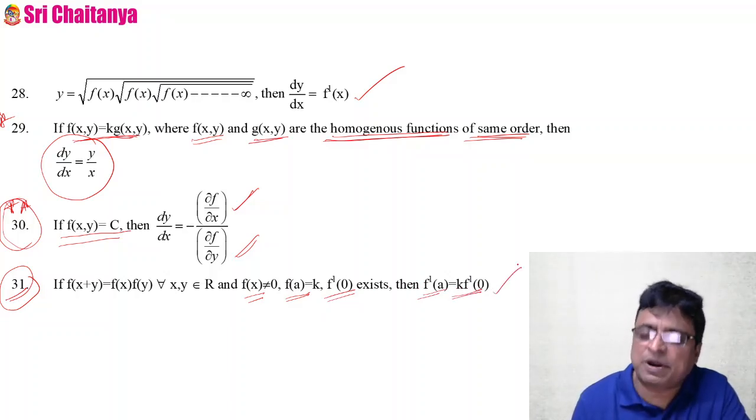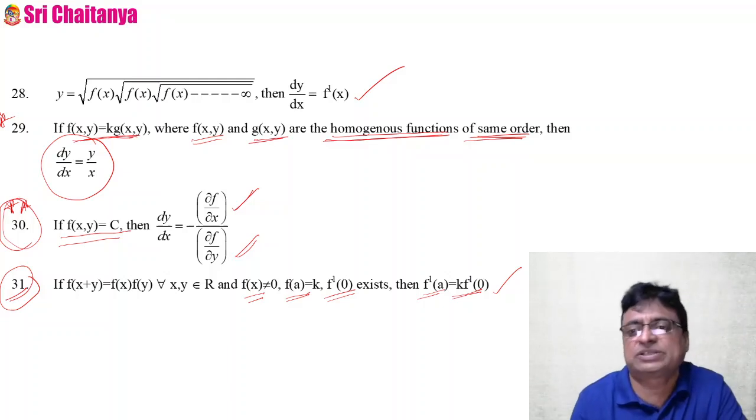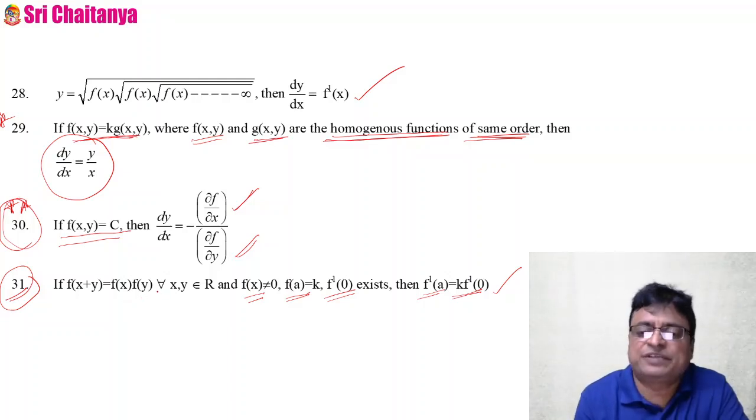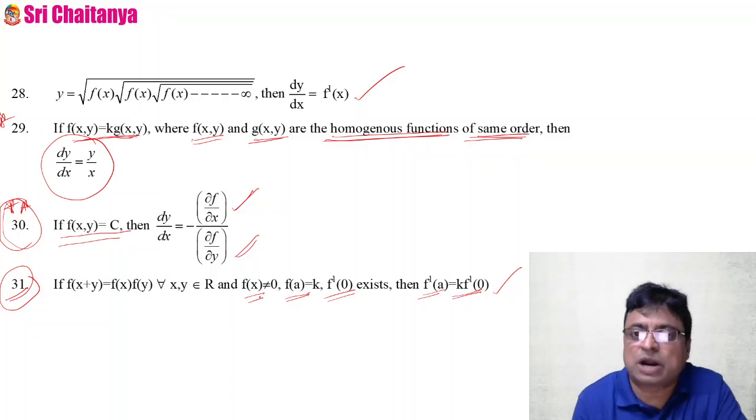This was the standard problem given in one of the JEE Advanced examinations. The same statement they are asking nowadays in the form of a multiple choice question. If f(x+y) = f(x)·f(y), you can imagine functions of the type e^(x+y) = e^x · e^y. If f(x+y) = f(x)·f(y) for every x, y belonging to R, f(x) is not equal to 0, f(a) = k and f'(0) exists, then what is f'(a)? It is k·f'(0).